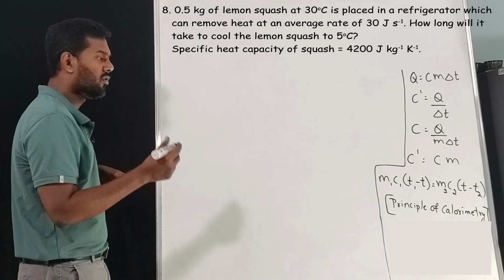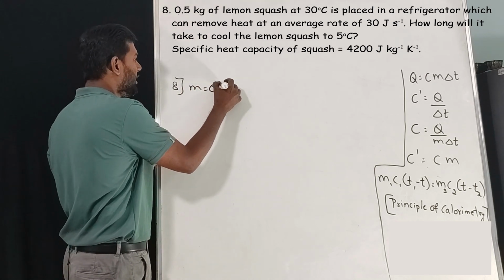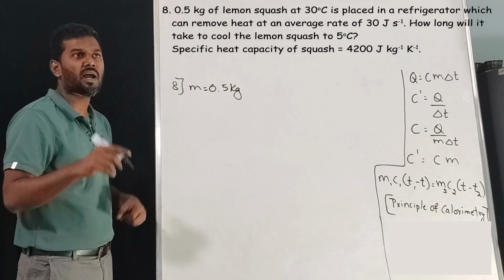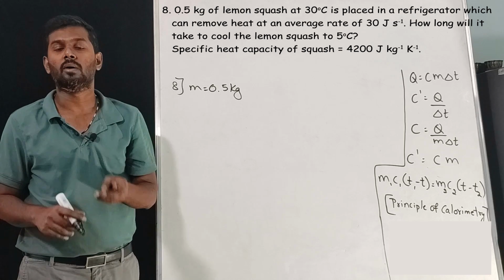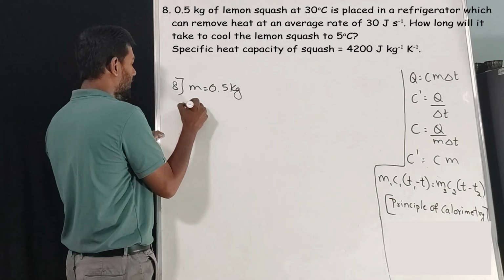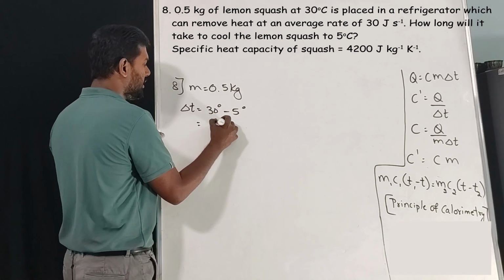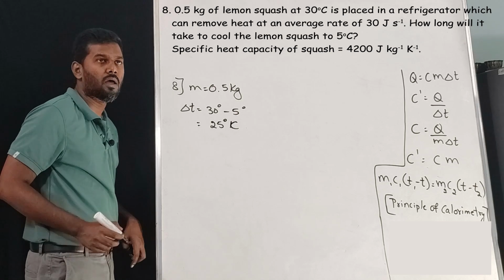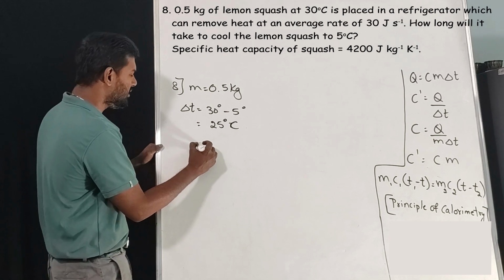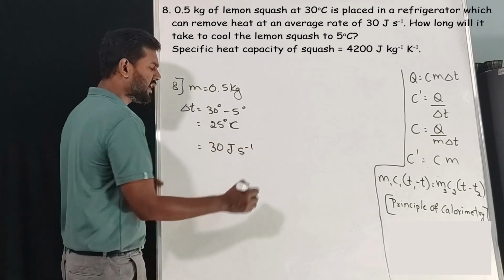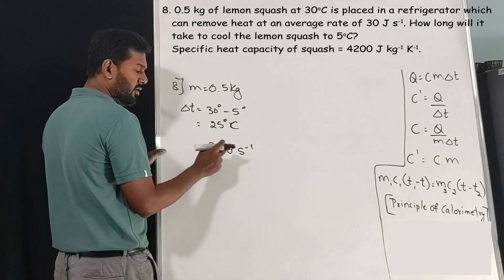Now this is question number 8, right? Mass is given as 0.5 kg, and in the question there are two temperatures, right? First it is 30 degrees Celsius, it has to change to 5 degrees Celsius. So delta T is equal to 30 degrees minus 5 degrees, that will be 25 degrees Celsius. Next, what is given that we don't know? That is 30 joules per second. What is this 30 joules per second? It is a power value.